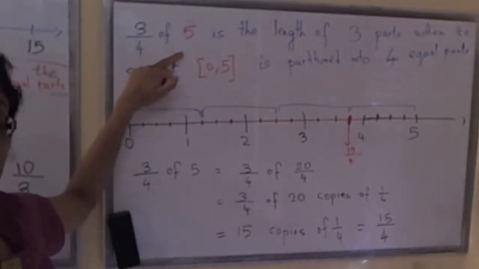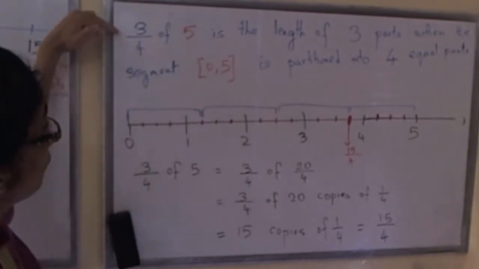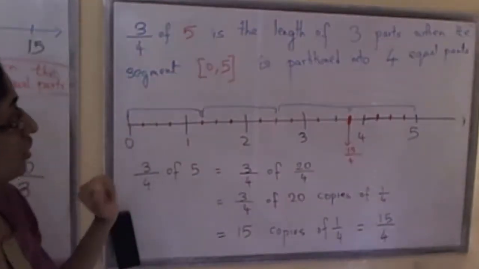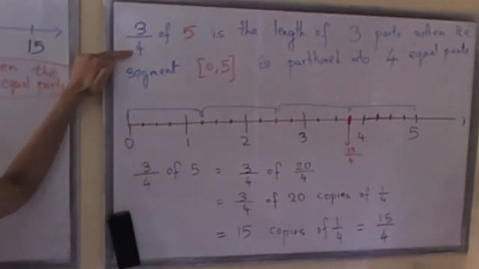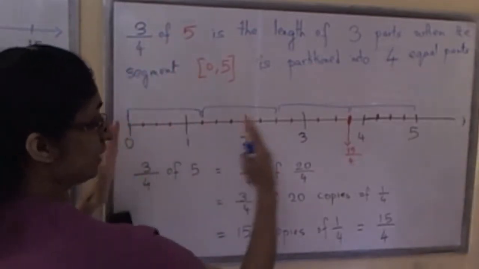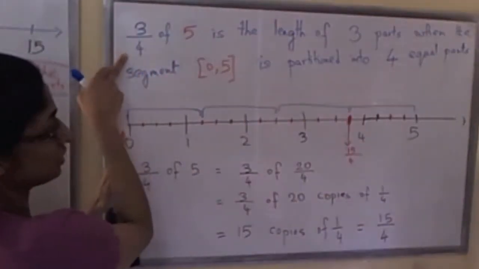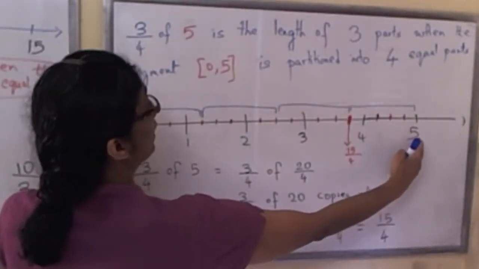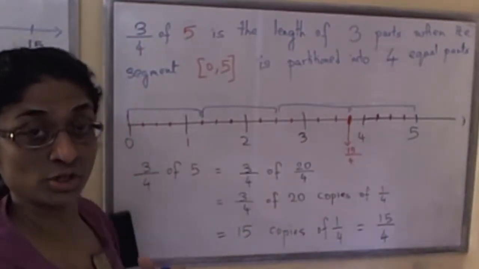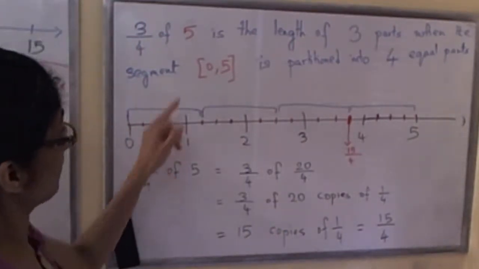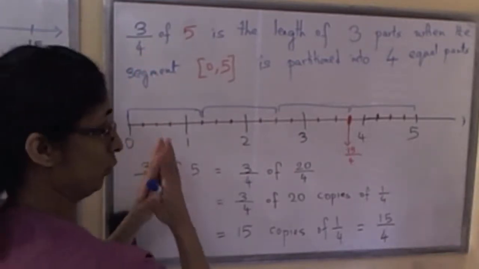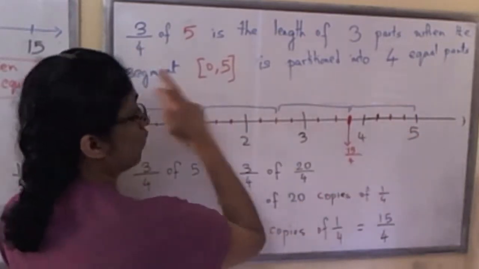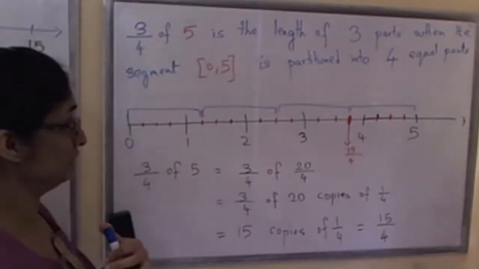3/4 of 5, by definition, is the length of 3 parts when the segment 0 to 5 is partitioned into 4 equal parts. So once again, this 5 tells us to look at a segment of length 5. This 4 in the denominator asks us to partition that segment into 4 equal parts, and then 3 tells us to look at a concatenation of 3 parts. But right away we can see, since 5 is not a multiple of 4, we're going to have to do some clever trick to partition this segment into 4 equal parts. But we are now familiar with this trick.